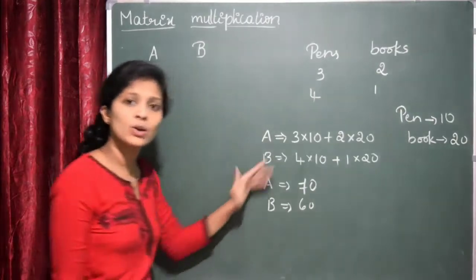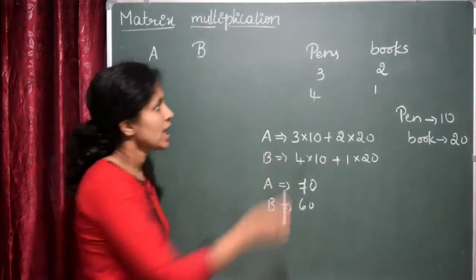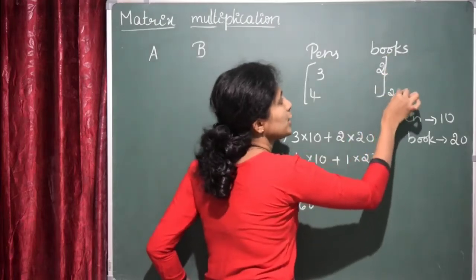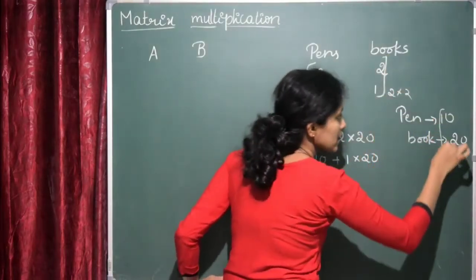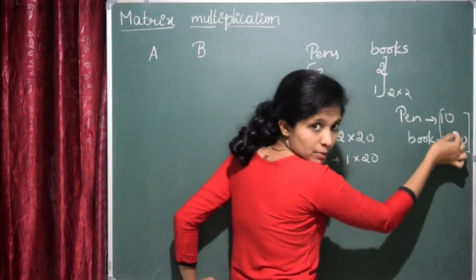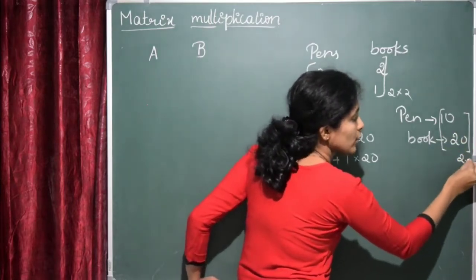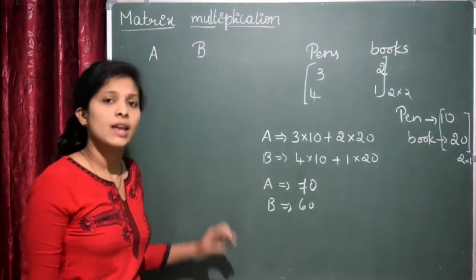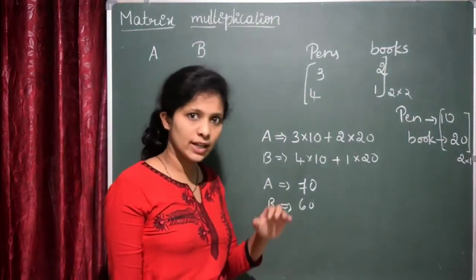Is it clear? Now this is called matrix multiplication. Here you can see this is a matrix of order 2 by 2, and this is another matrix of order, number of rows is 2 and number of columns is 1. So this is called matrix multiplication. Now we will consider one more example so that you can understand it better.